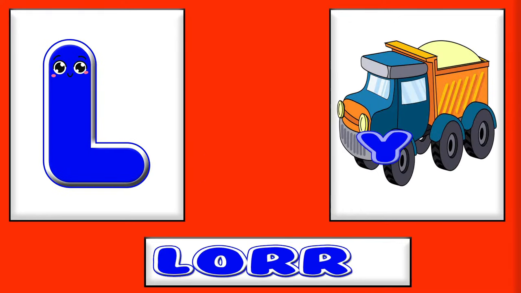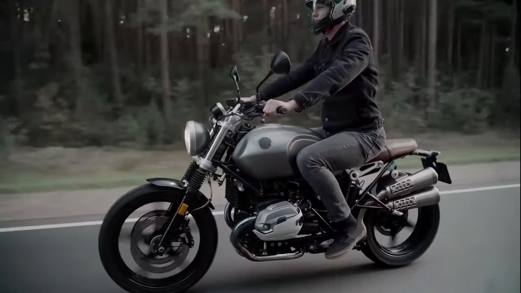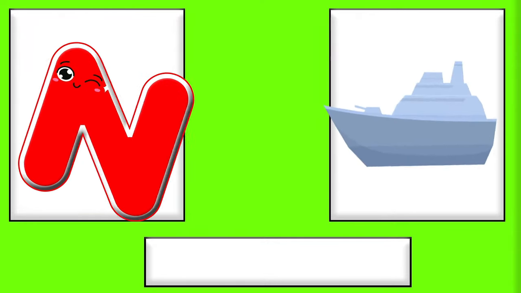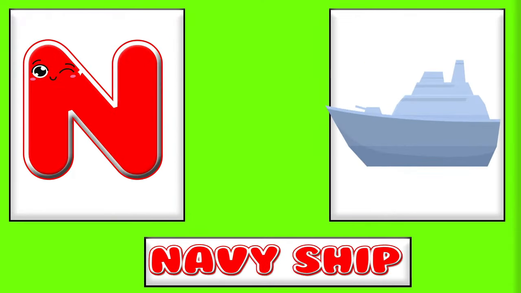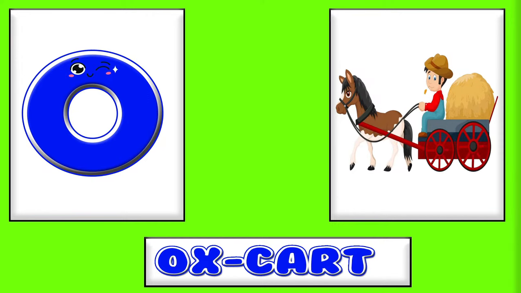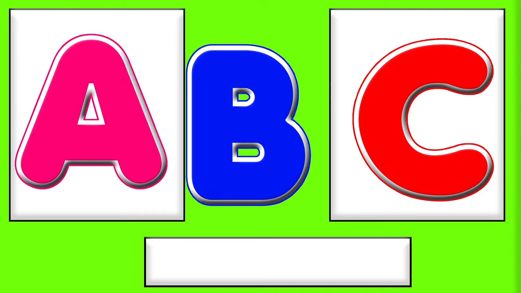L is for lorry, l, l, lorry. M is for motorbike, m, m, motorbike. N is for navy ship, n, n, navy ship. O is for ox cart, o, o, ox cart.